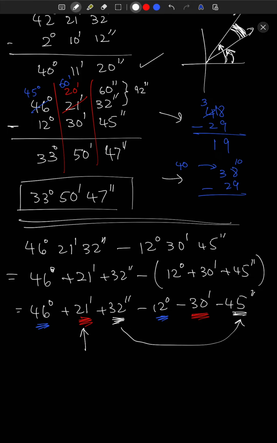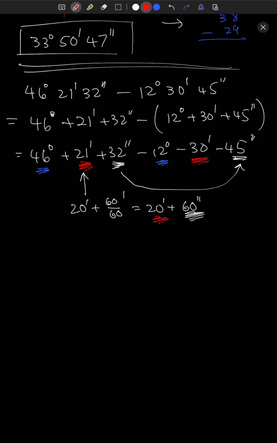So what we're in effect doing is we're rewriting this 21 as 20 plus 60 over 60 minutes, and that's equal to 20 minutes plus 60 seconds. All right, and now what we're doing is we're combining the 60 seconds with the 32 seconds so that it interacts with the 45 a little better. Okay, so this is the same thing, but we're seeing it perhaps in a slightly different mathematical form.